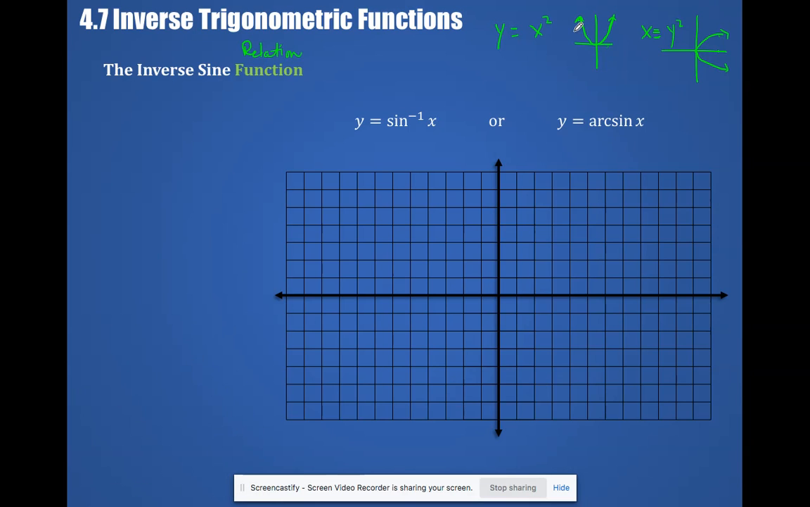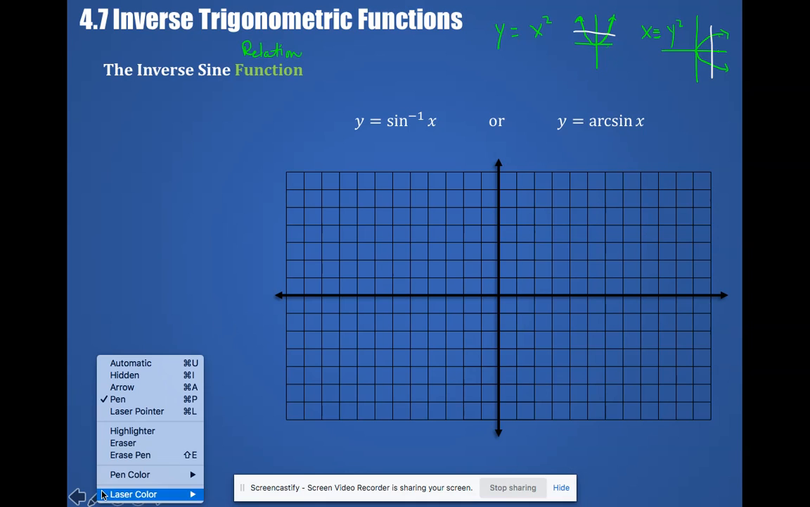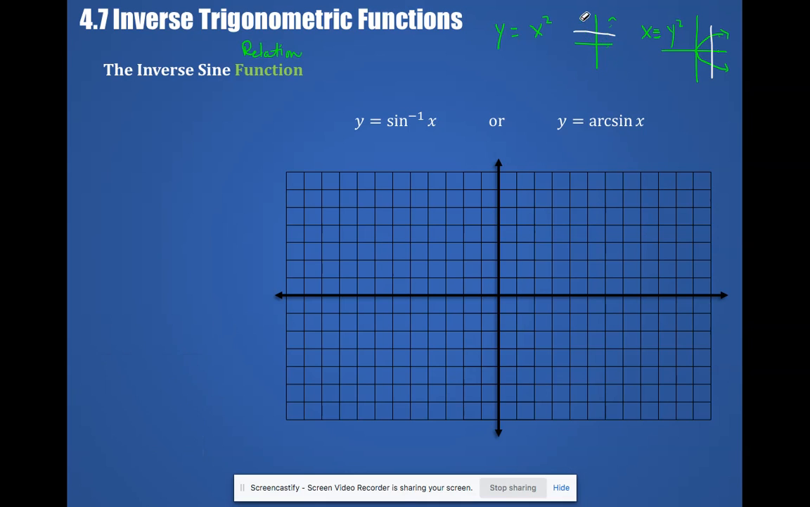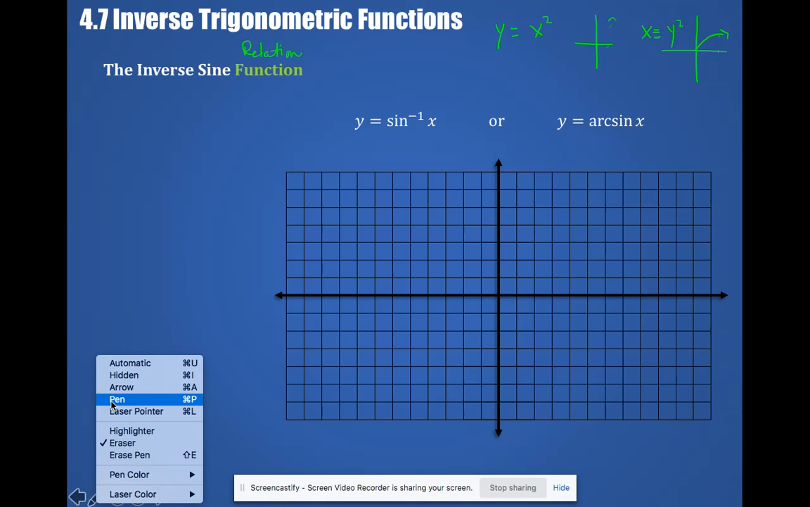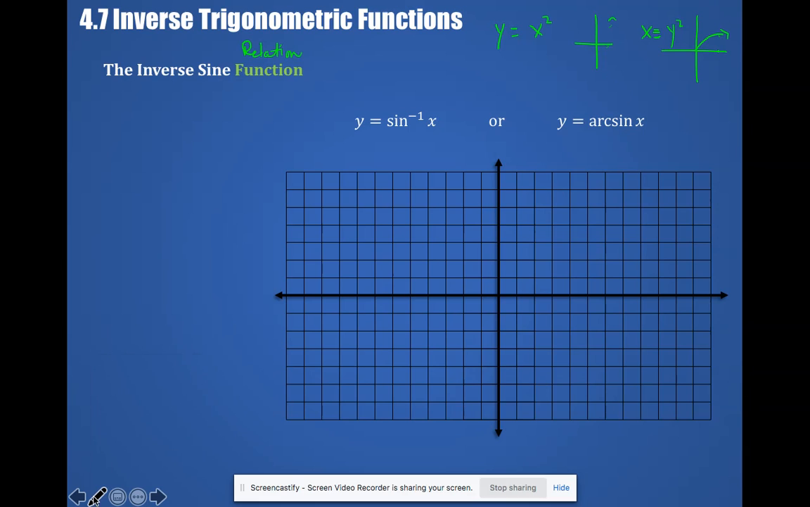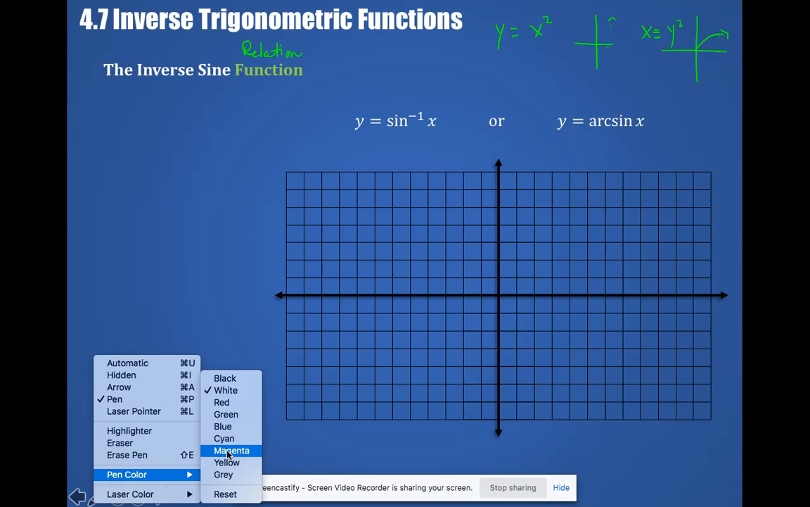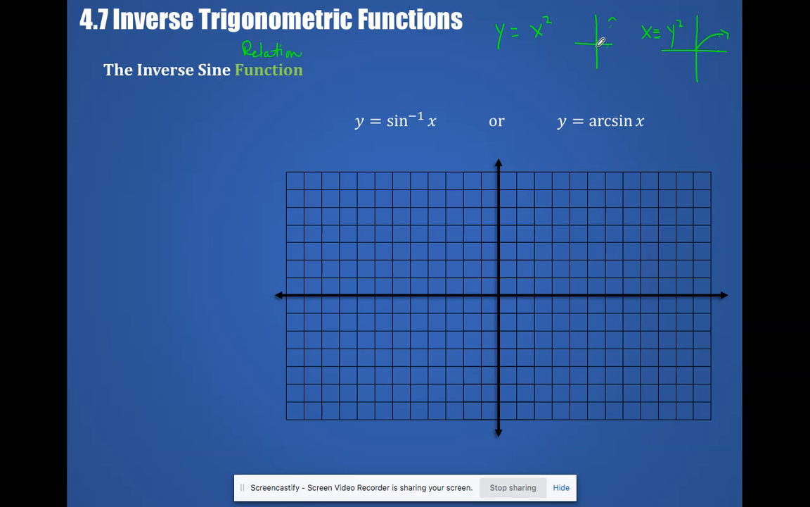Now, if you remember in AAF, we said, hey, if you know a function is not one-to-one, it will fail the horizontal line test, which means when you switch x and y, you fail the vertical line test. You can get around that situation if you restrict the domain of the original so that your original is one-to-one, you won't have a problem in the inverse, right? So that's what we're going to do with sine.